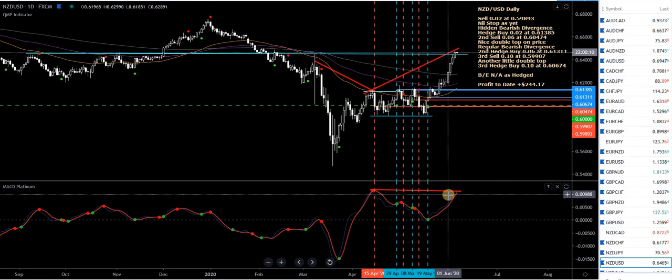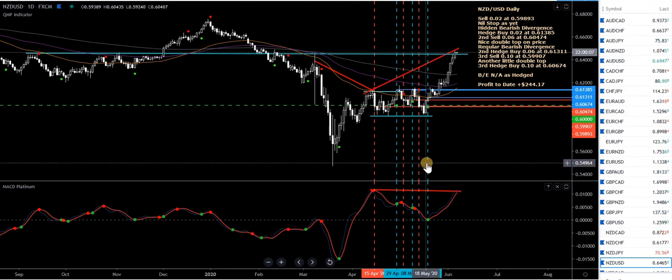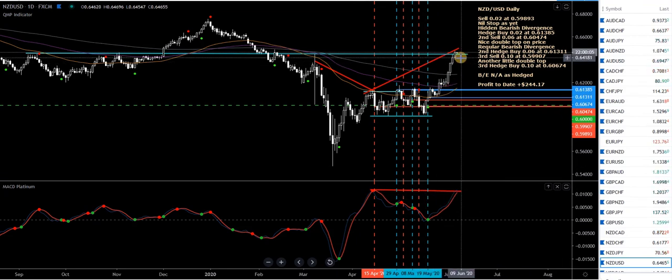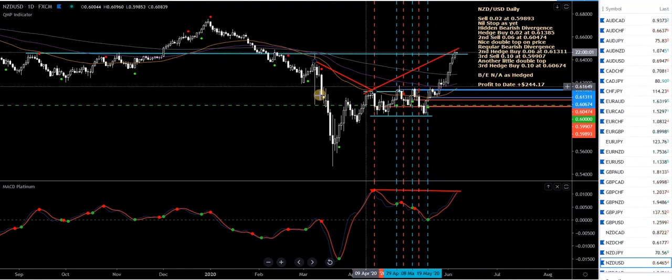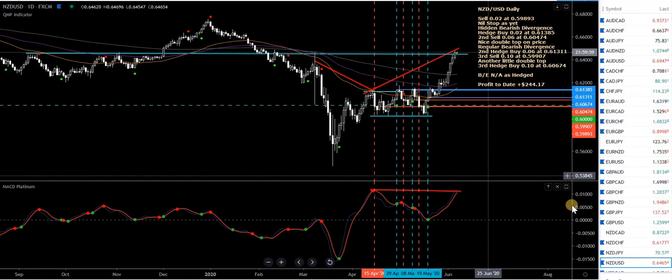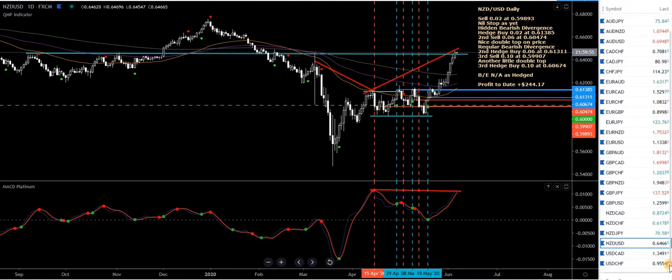You know, MACD's above the 0 level again. You'd have to think eventually it's going to roll over to the downside. I'm hedged at the moment. That green line's the 60-cent level. So, yeah, looking all right. All right, let's continue on down.